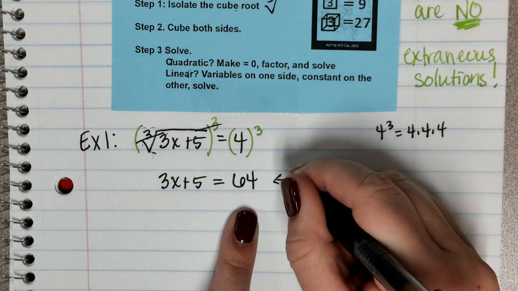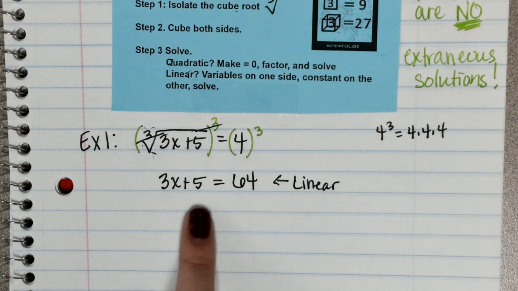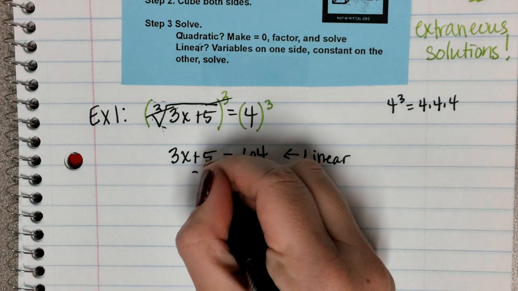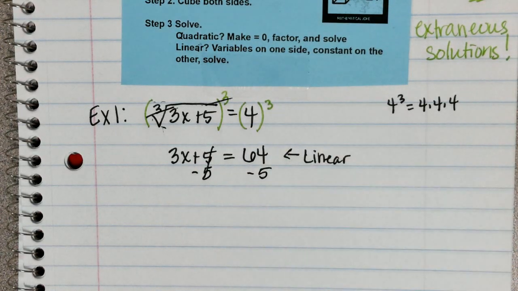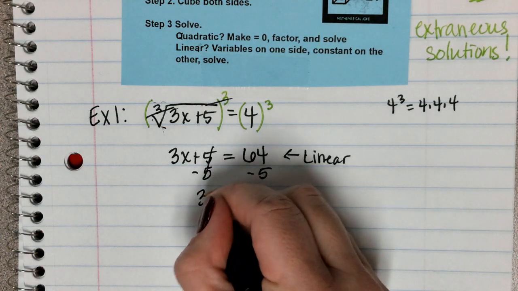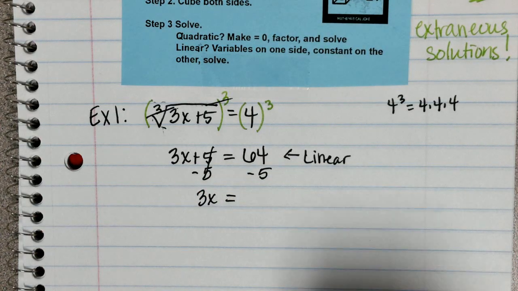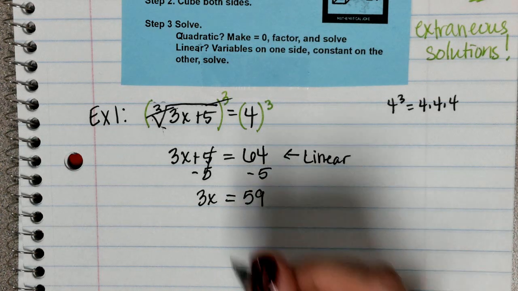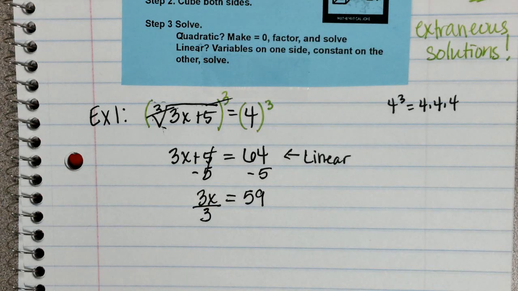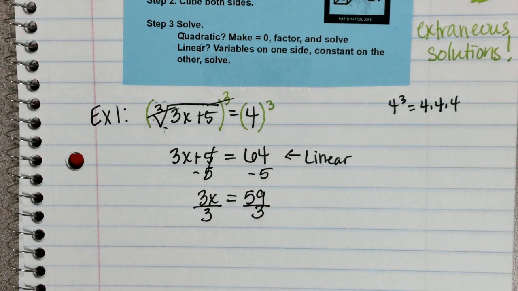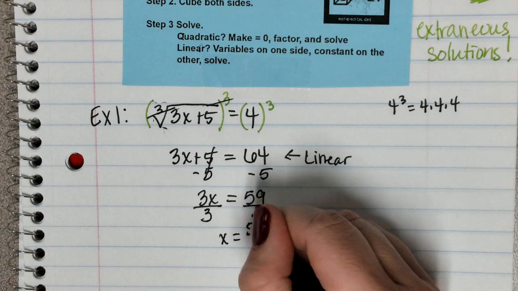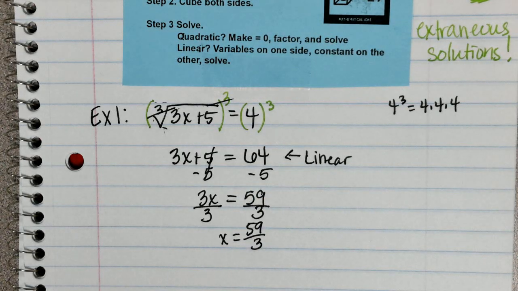And this is linear, because there's no x squared. So that means I want to get x by itself. So minus 5. 3x equals 64 minus 5 is 59. And we can divide by 3. x equals 59 over 3. Now you might think, oh, that's weird. I know. Some of these do have really weird answers.